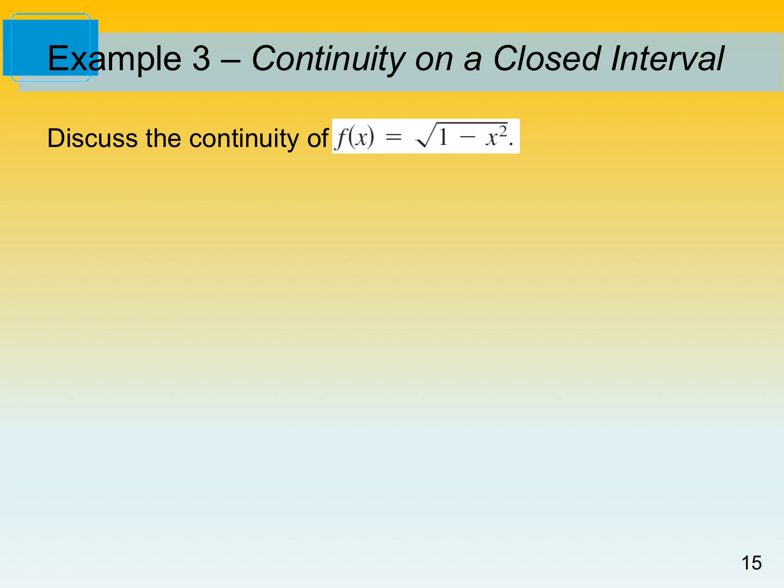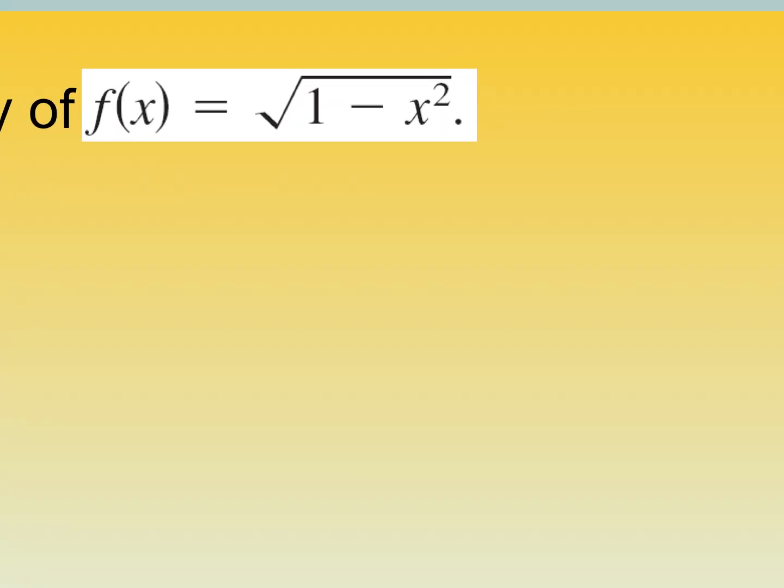So in example 3, we want to discuss the continuity of f of x. So f of x equals the square root of 1 minus x squared. So first let's talk about our domain of this function. For our domain, we know that whatever's under our square root has to be greater than or equal to 0. So we get 1 minus x squared is greater than or equal to 0. Two different ways that we can solve it from here. What could we do? Any suggestions?